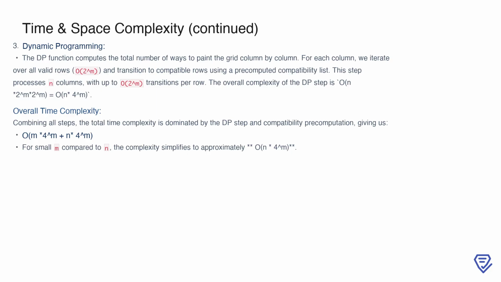When we combine all these steps, the overall time complexity of the solution is dominated by the DP step and compatibility pre-computation, leading to a total complexity of m times 4 to the power of m plus n times 4 to the power of m. For cases where m is small relative to n, this simplifies to approximately n*4^m.